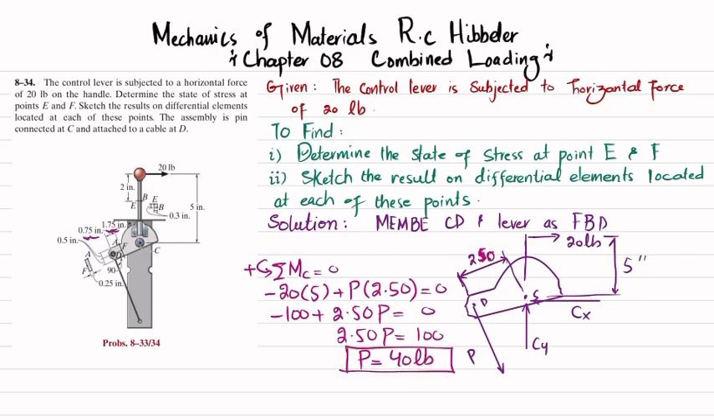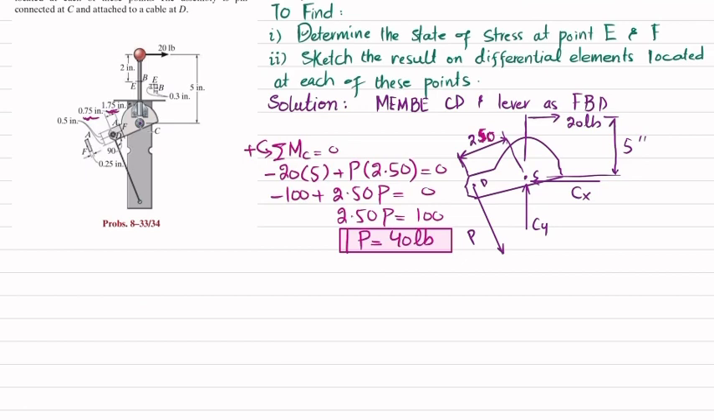Now that you have P, we will move toward our main problem. First we cut the section at this point and draw the free body diagram. This is the lever and this is its rod. The lever is subjected to a 20-pound force. When you cut it at this point, there will be a shear force V and a moment in this direction, and this distance is 2 inches.